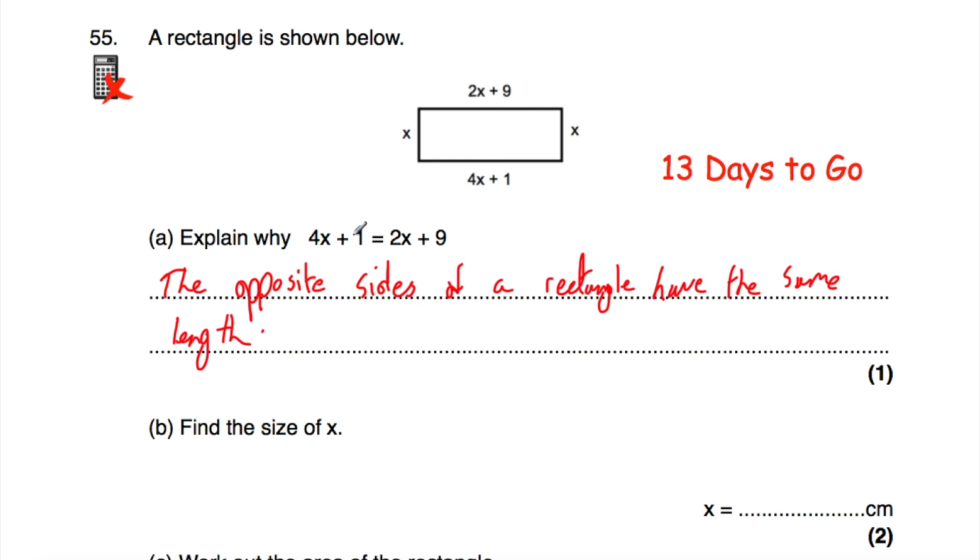Well, if we want to find x, they've given us the equation in part A, so we can just solve it. 4x plus 1 equals 2x plus 9. And then we just want to find the lowest number of x's, which would be 2x, and we're going to take that away from both sides. So take away 2x and take away 2x.